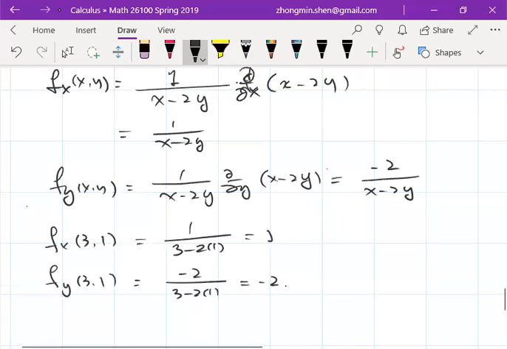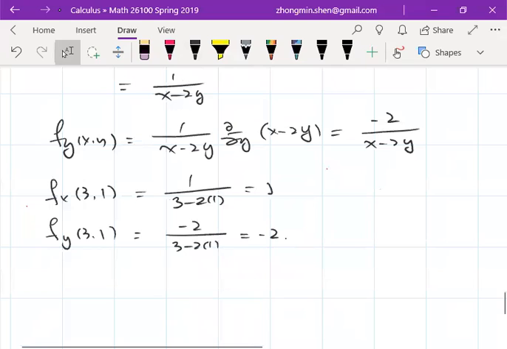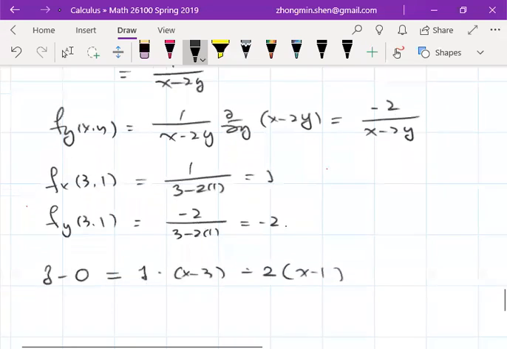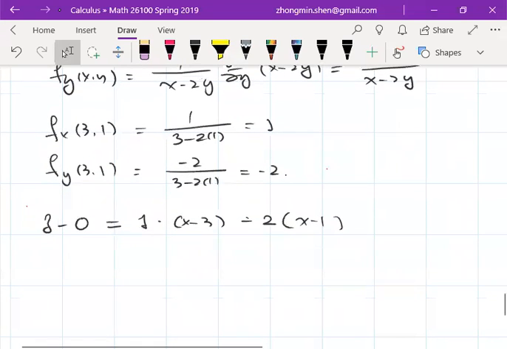Now you get everything, so you have to recall the formula for the tangent plane. That's going to be z minus 0 equals the partial derivative 1 times x minus 3, minus 2 times y minus 1. So that's the equation, and this is a linear equation.